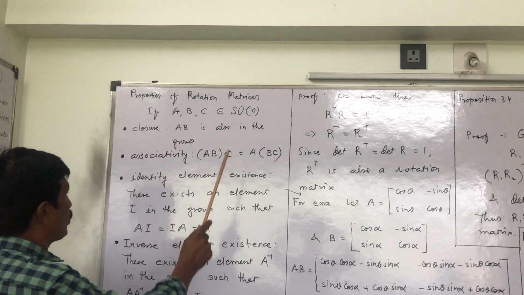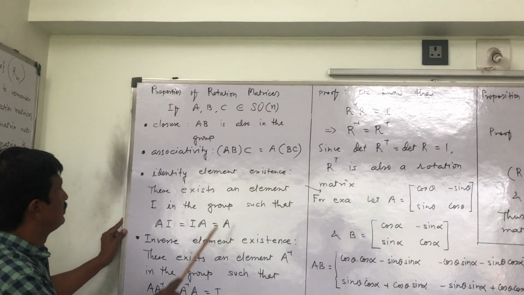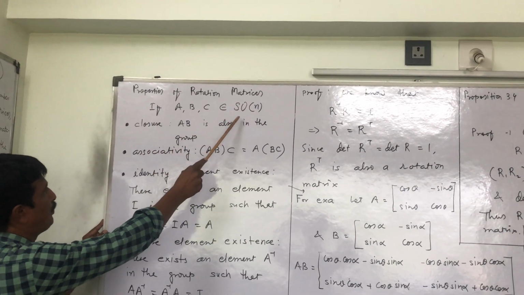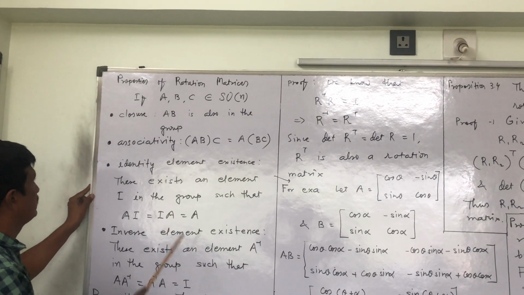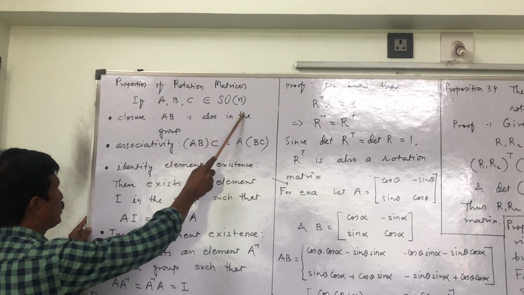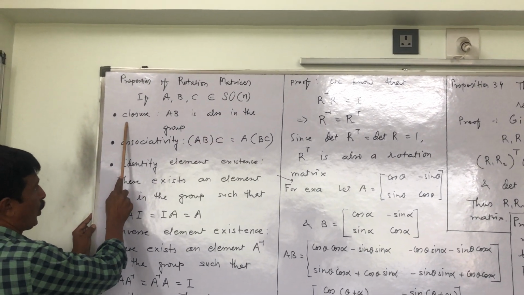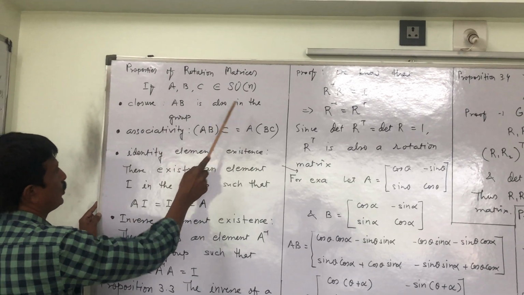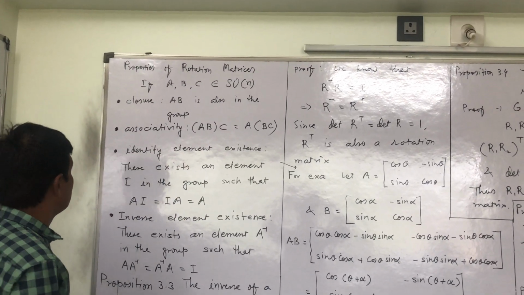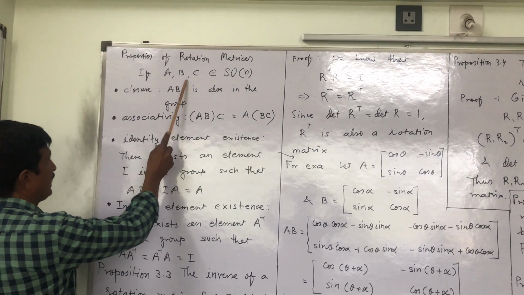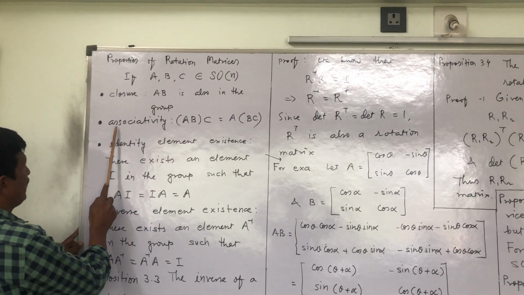Rotation properties of rotation matrices continue. If A, B, C belong to SO(n), it may be SO(3), SO(2), etc. The closure property: AB is also in the group. That is, A is a rotation matrix, B is a rotation matrix, then AB is also a rotation matrix.